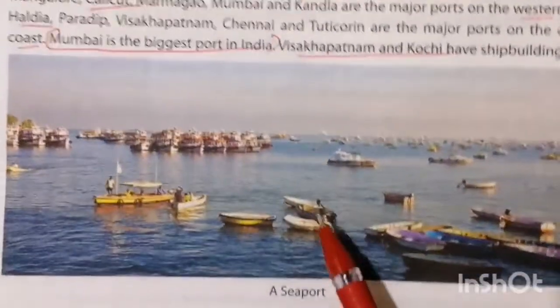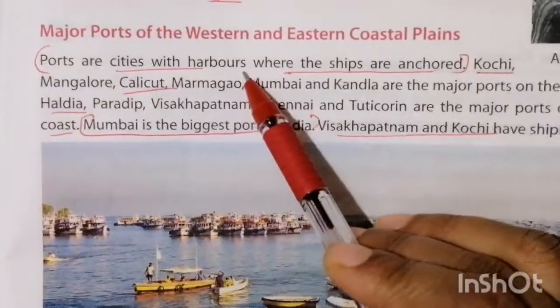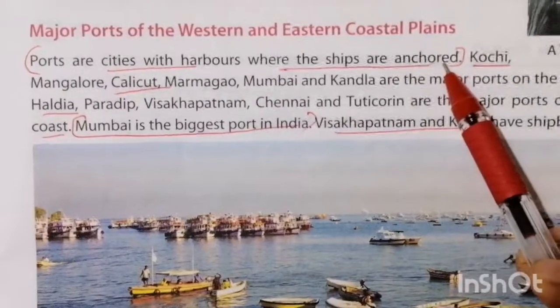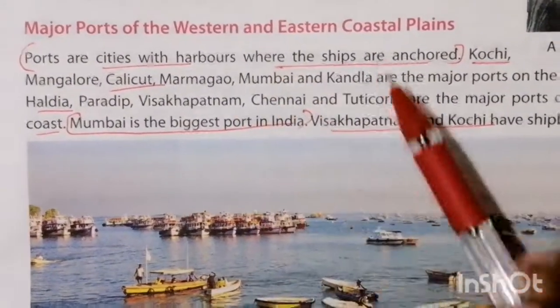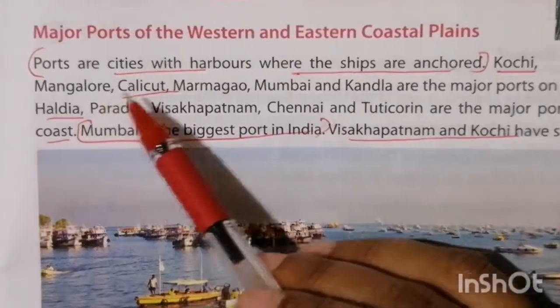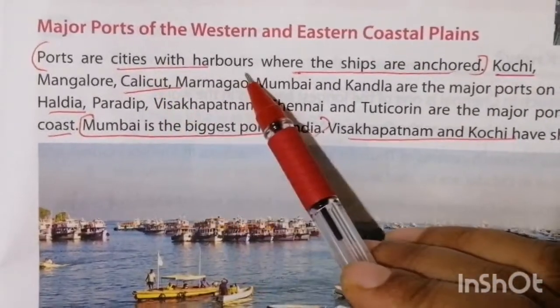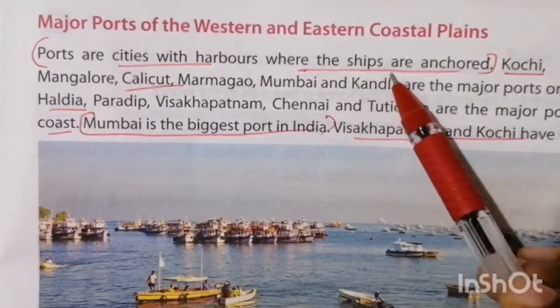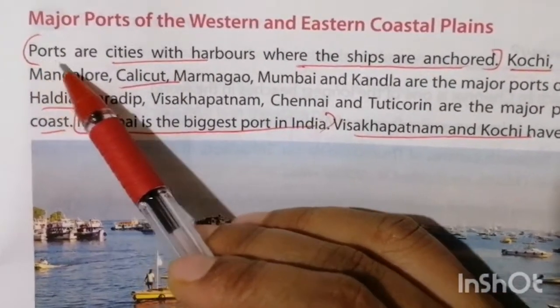What is a port? Did you see the picture here? So it is a seaport. Ports are cities with harbors where the ships are anchored. When you go to Cochin, you can see many ships harbored there. So the cities which have harbors where the ships are anchored are called ports. The spelling is P-O-R-T.